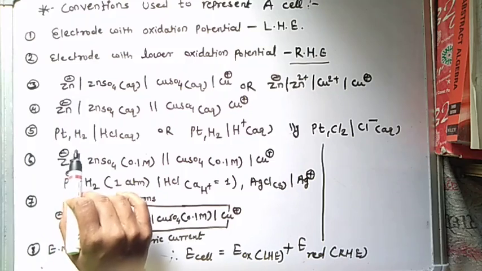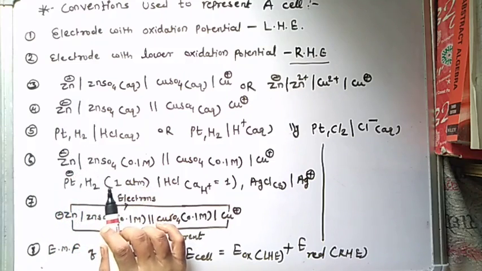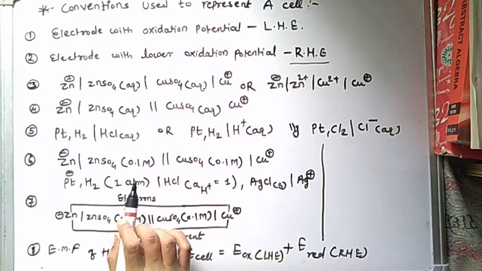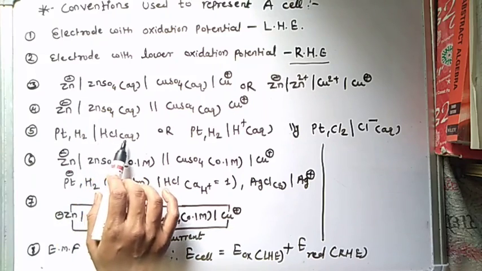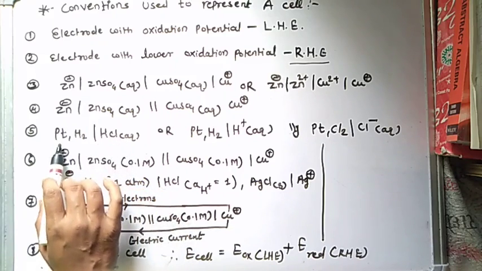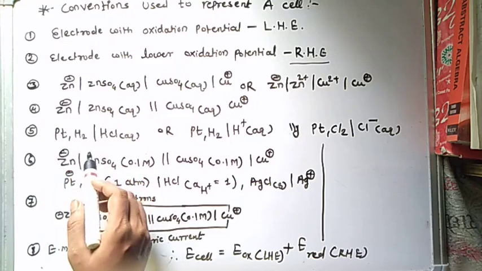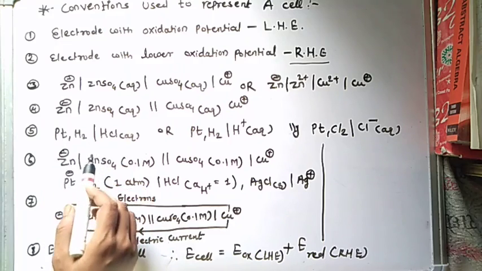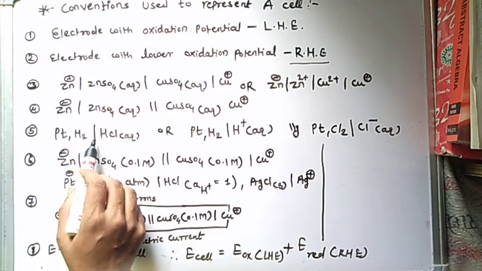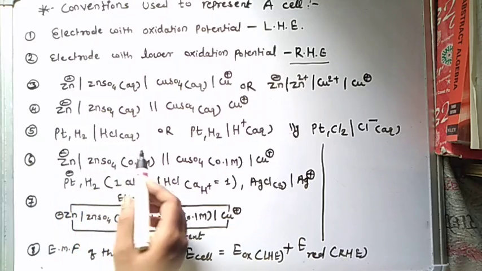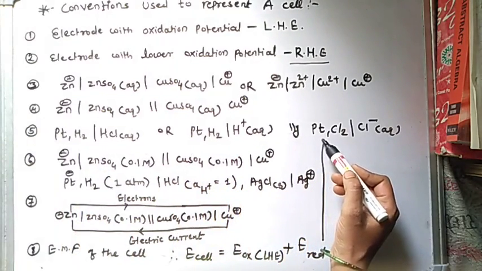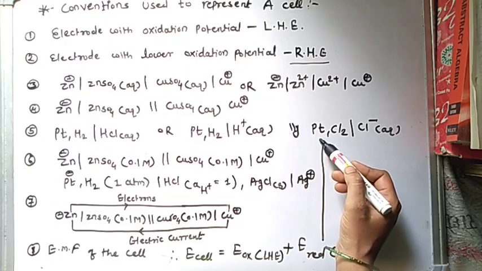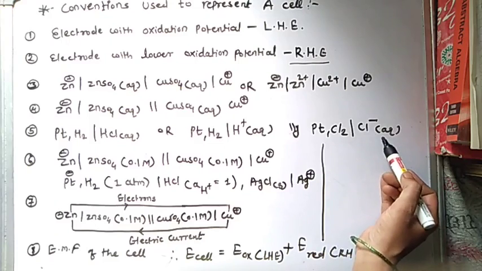The fifth convention is that in the case of a gas electrode, an inert metal conductor is always incorporated in the representation. The example is the hydrogen electrode, which consists of dilute HCl solution in which platinized platinum foil is dipped and over which hydrogen gas is bubbled. This electrode can be written as Pt, H2 | HCl, or also Pt, H2 | H+ (aq). Similarly, in the case of the chloride electrode, Pt, Cl2 | Cl- (aq).